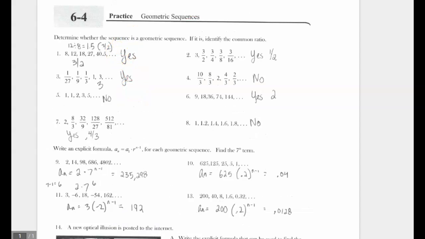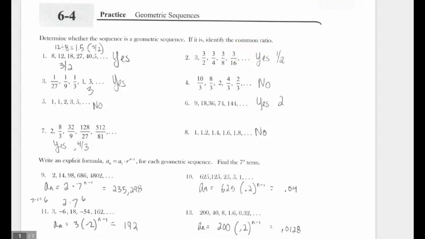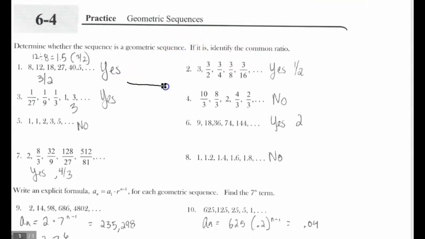Wanted to look at these geometric sequences for the first thing we're doing as a part of our test review. Okay. So let's look here. How do you determine if a sequence is geometric?